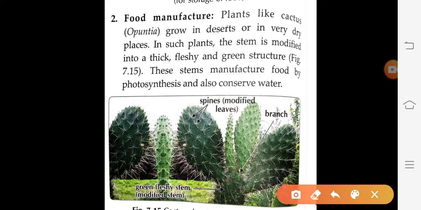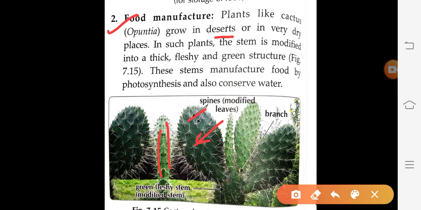And the second function is food manufacture. Plants like cactus grow in deserts, mostly in dry places. In such plants, the stem is modified into a thick, fleshy and green structure, and these stems manufacture food by photosynthesis and also conserve water. They also contain spines. The spines are actually modified leaves.